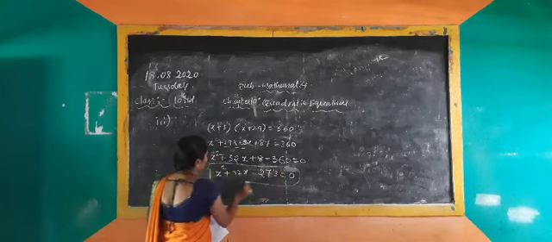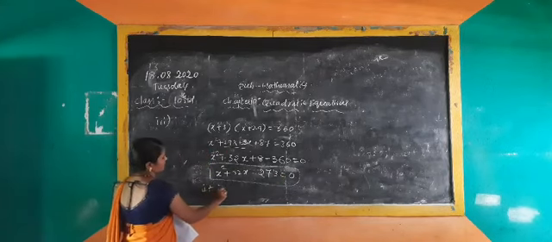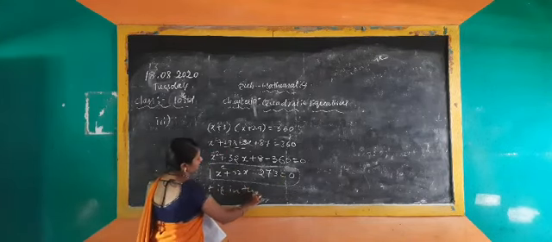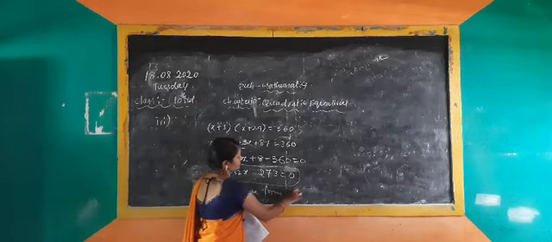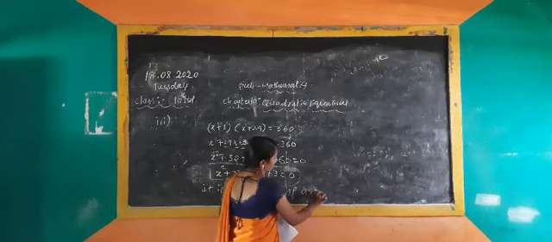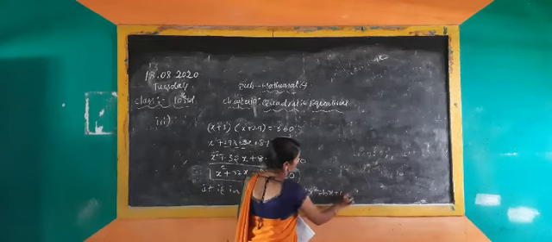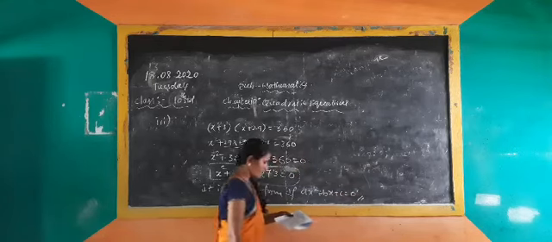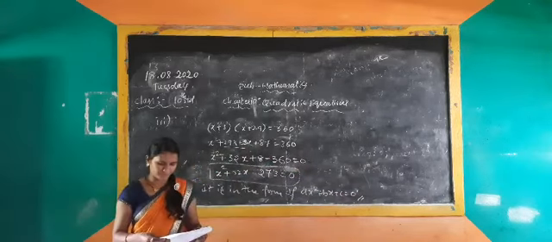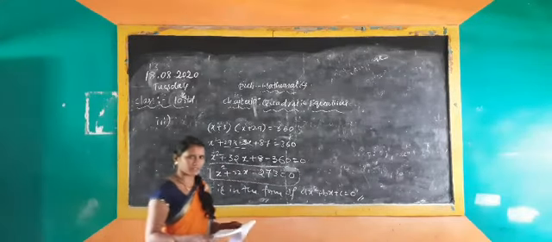It is also in the form of x square plus bx plus c. Last you should write this, very important. Okay. And next, the fourth one.